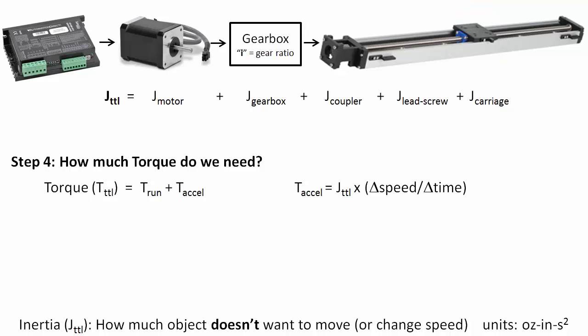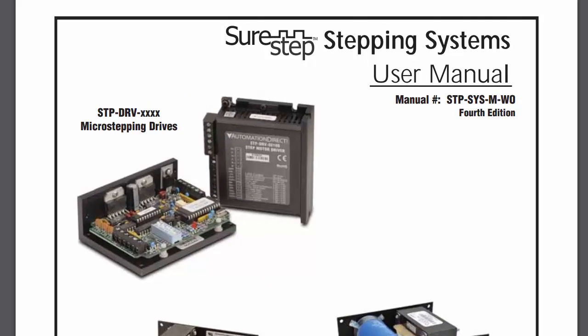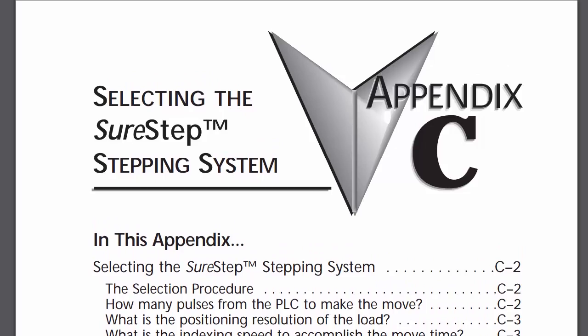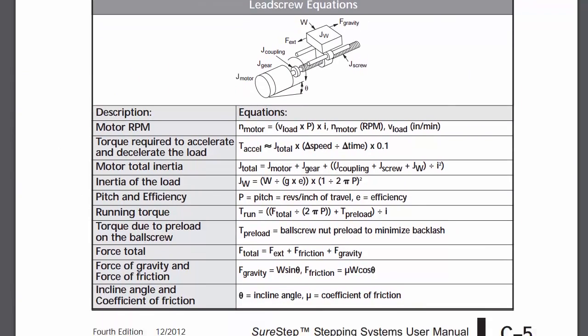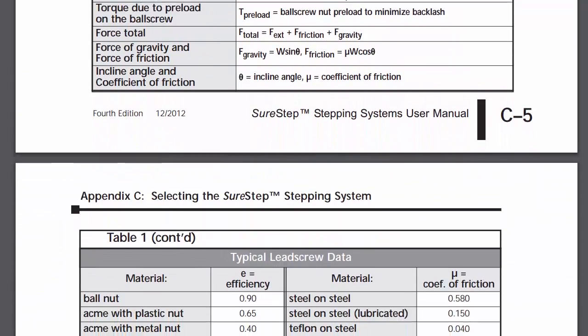So we need to sum all of those inertias to get the total inertia. And the gearbox impacts the inertia of everything behind it by the square of the gear ratio. In our example, we don't have a gearbox, so the gear ratio is 1 to 1, so that gets rid of this term. If you look in the SureStep user manual, Appendix C, there's a whole bunch of scary-looking equations that show you how to calculate all of this stuff.